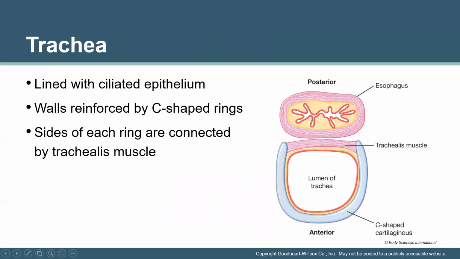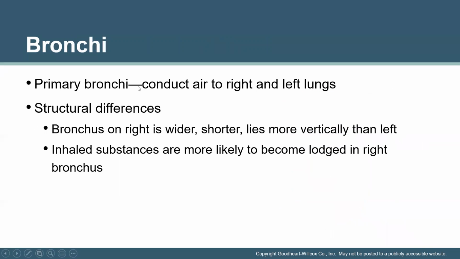Okay, so trachea, I already mentioned, is lined with ciliated epithelial tissue reinforced by the C-shaped rings. Here's a great picture so that you can understand this. This is also on page 316 in your book. The posterior aspect of these rings connects the back ends of the C-shape and creates the trachealis muscle.